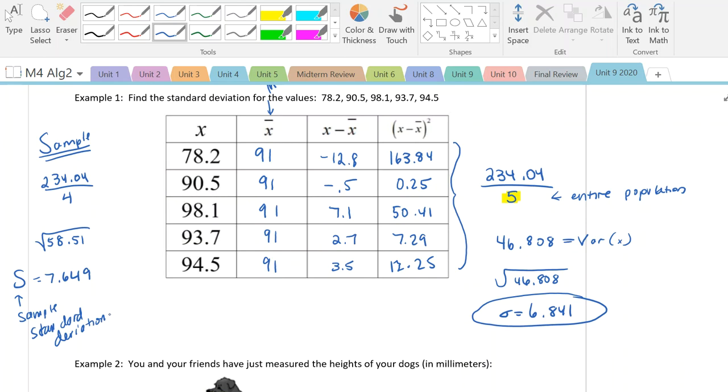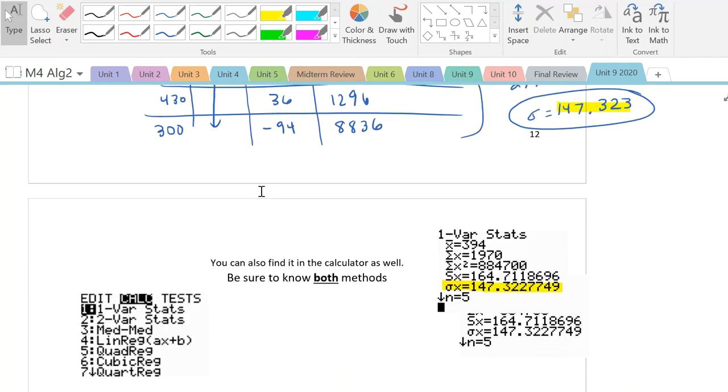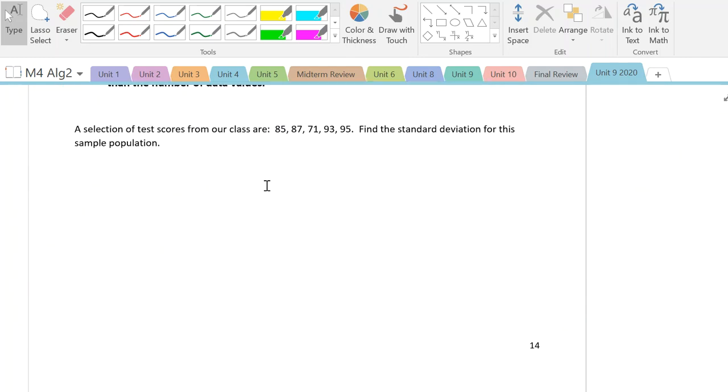You notice the sample standard deviation is higher than the entire population's, and that's to account for the other values outside of the sample we selected, which could have a wider spread than what we're seeing. So that's the difference between the standard deviation of the entire population and the standard deviation of a sample. And you'll be able to tell by the wording of the question whether you're working with the entire population or a sample of the class or a sample of the population.